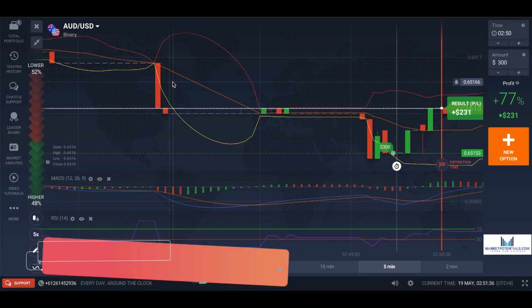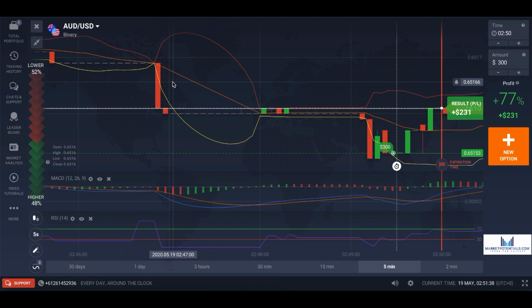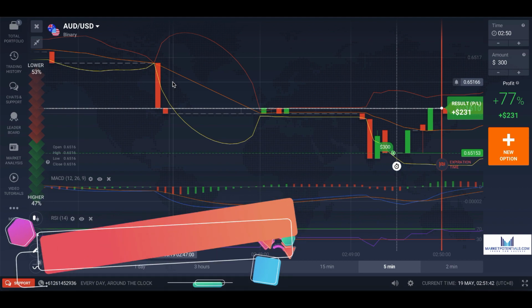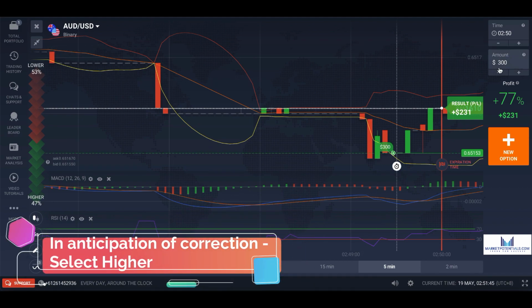So there's no way in hell that you're going to be choosing lower, for instance. You're going to select higher, obviously. So that's exactly what I did, right? So I put in $300 and I clicked higher.